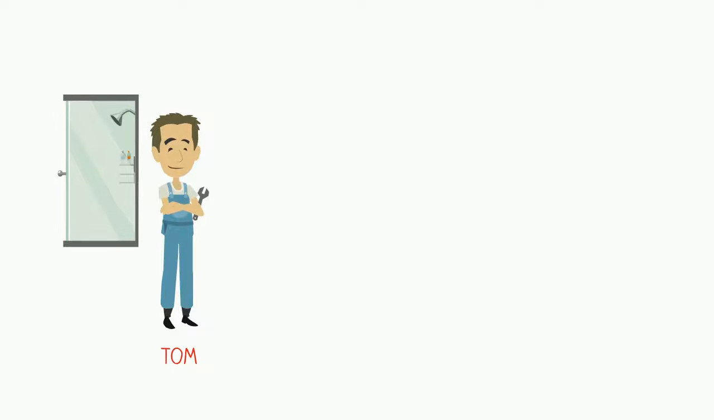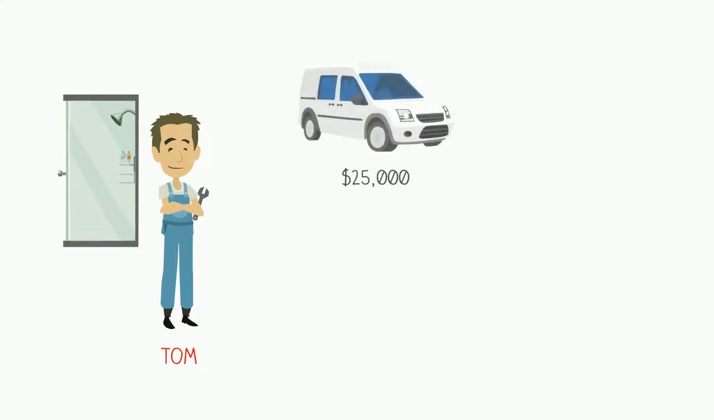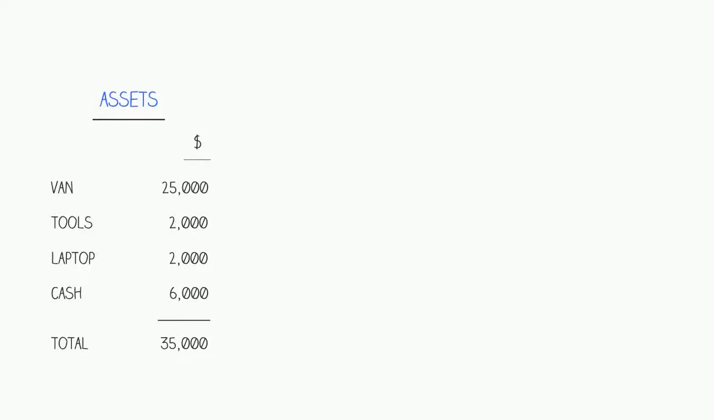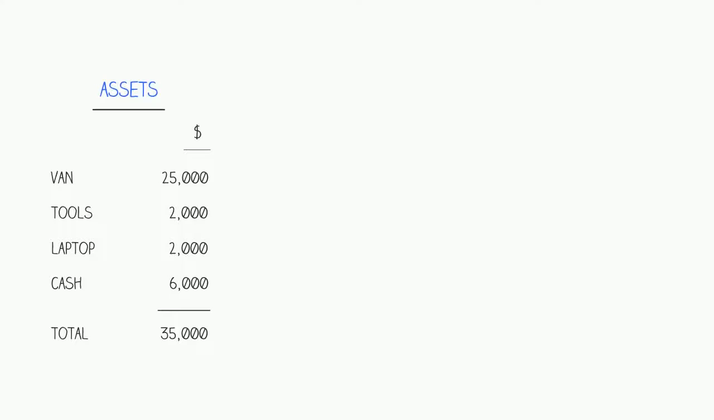To start with, we should list his business assets. These include a commercial van, a set of tools, a laptop to handle invoicing, and cash in his business bank account. Using this information, we can now create our first column on the balance sheet for assets.